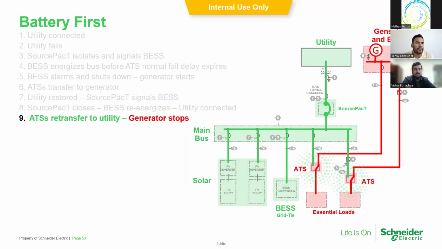But again, this is the ideal scenario where you want to use the battery first, where you're calling the battery energy storage system to provide emergency power first, and you have the redundancy in the generator for those prolonged outages.